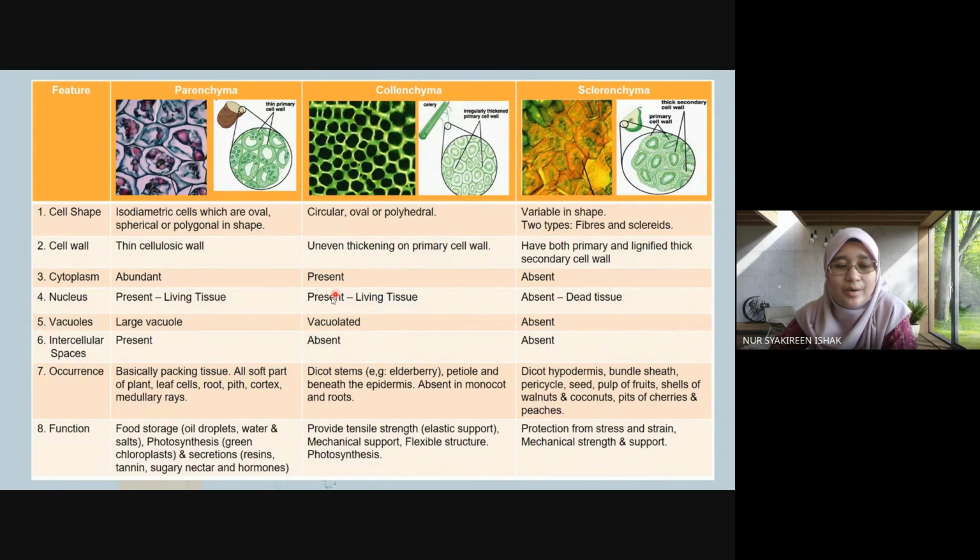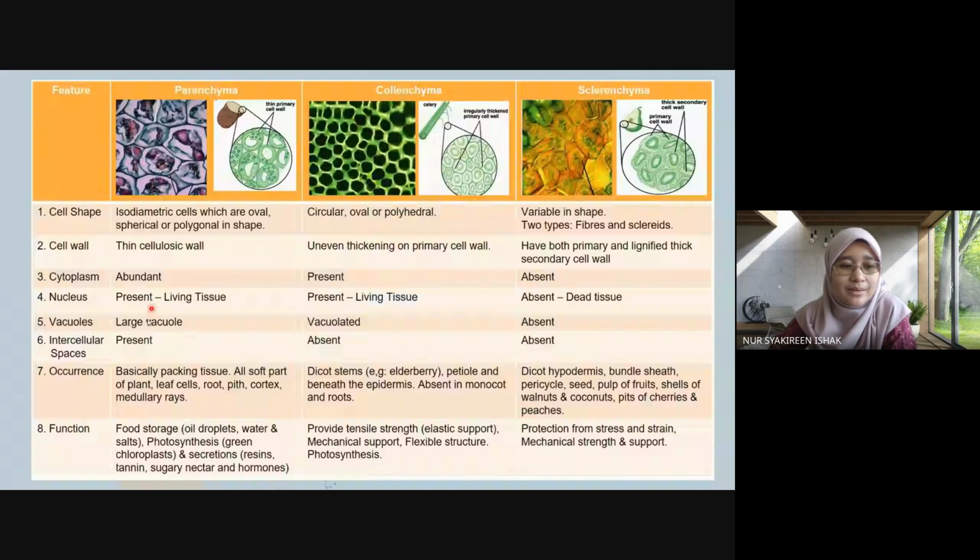For the collenchyma, because they are living cells as well, they have a nucleus. But for the sclerenchyma, they do not have any nucleus. So that explains why the cell doesn't have any cytoplasm. So basically, sclerenchyma are dead tissues. They have no organelles, so they have no nucleus, no vacuoles. They have no intercellular space, right?